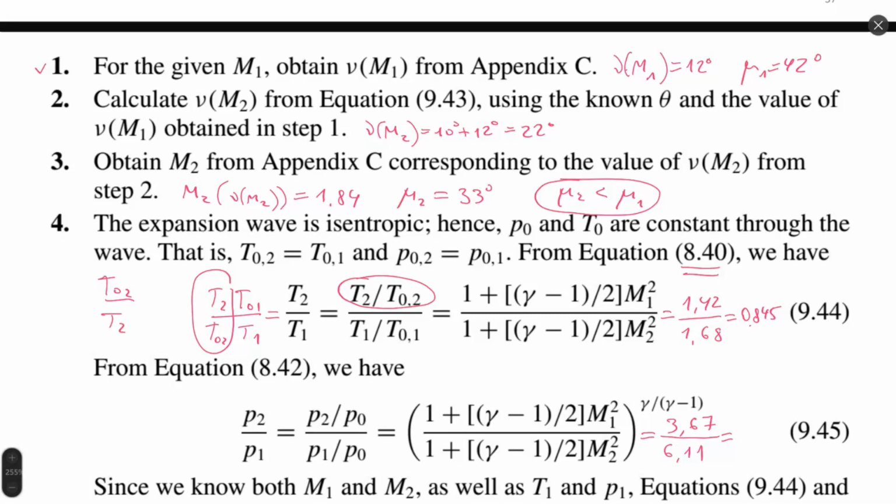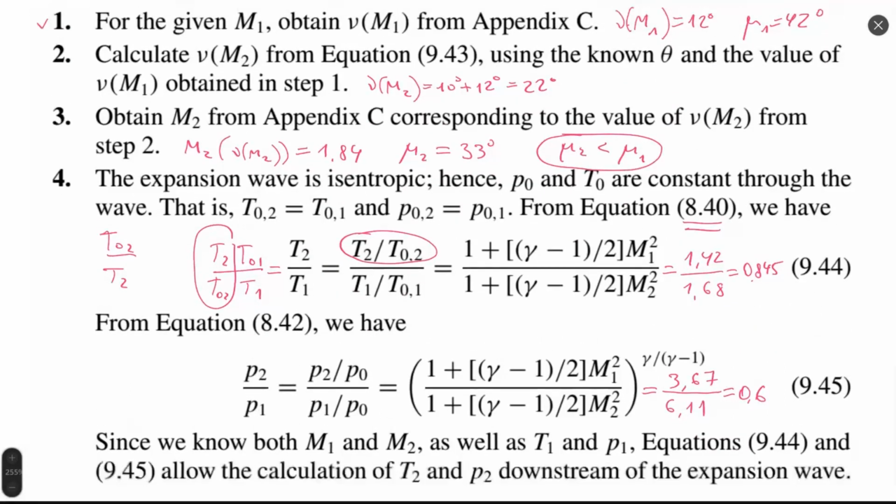Let me calculate this ratio. It's 0.6, with quite good precision. So we have a 0.6 ratio of pressure after Prandtl-Meyer expansion. So this is how we calculate thermodynamic properties.